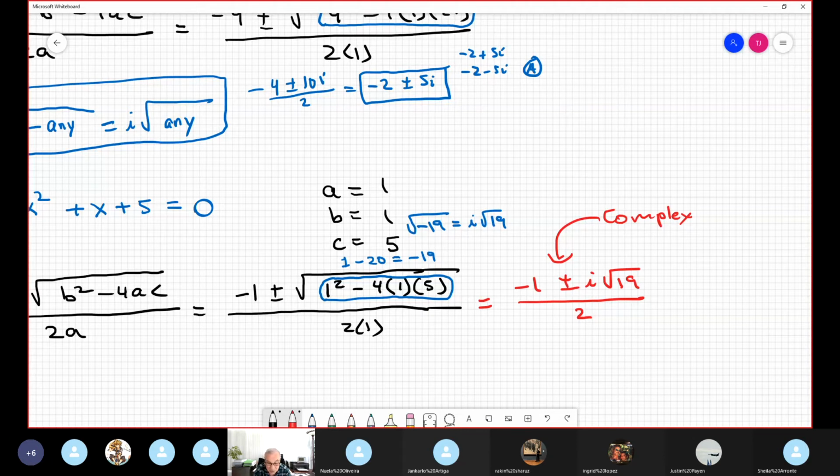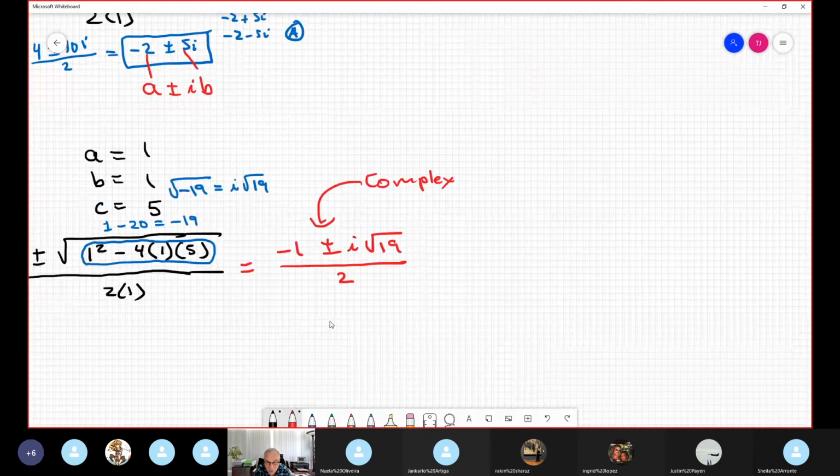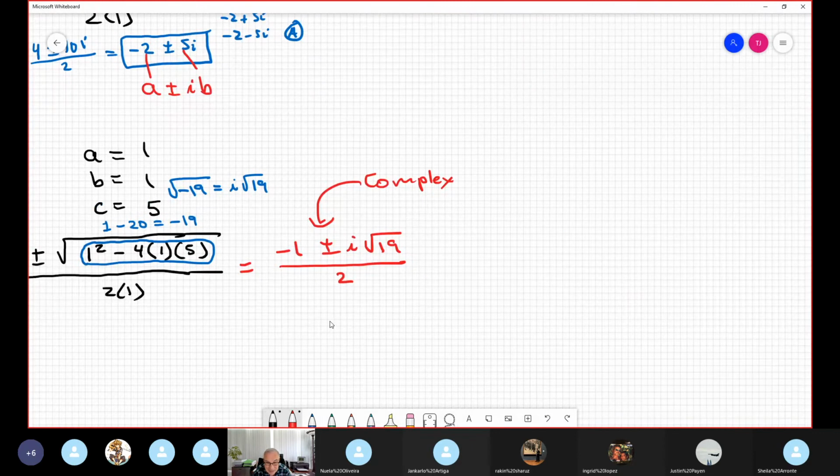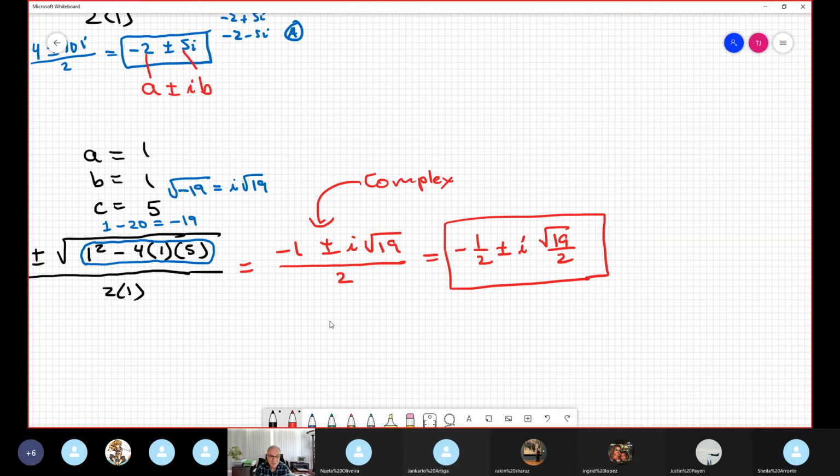It's a complex solution. So what is the format for the complex solution? The format is a number A plus or minus IB. In this example, A is negative 2 and B is 5. In this case, it's not clear, so I propose you always use this standard form to express the complex number. You split the common denominator. You have negative 1/2 plus or minus, you put an I in the front, and this is radical 19 over 2. Okay, this is equivalent, of course.